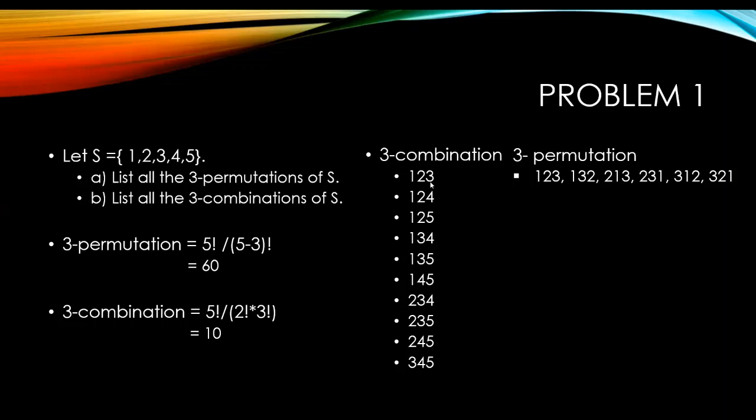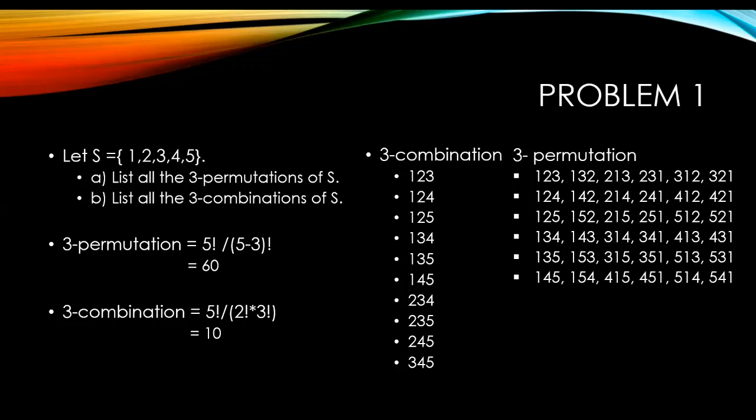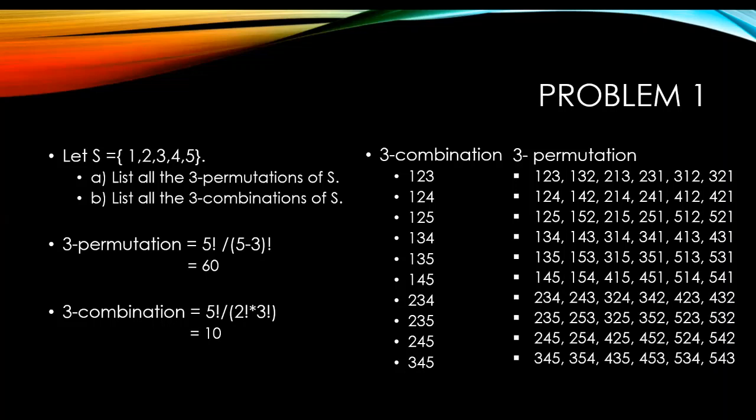Different order means different pattern for permutation. So we have 6 patterns from 1, 2, 3. Since we have 10 patterns for combination, it means we have 6 for each combination pattern. So we have 6 times 10, we have 60, which is equivalent to our solution earlier.